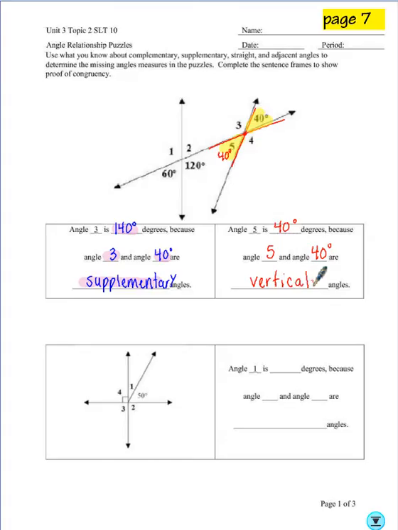So these are great sentences. They have the relationship going on. They tell me which angles they're using, and they use a vocabulary word.